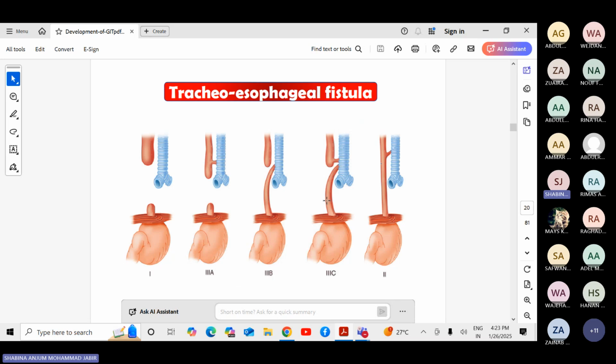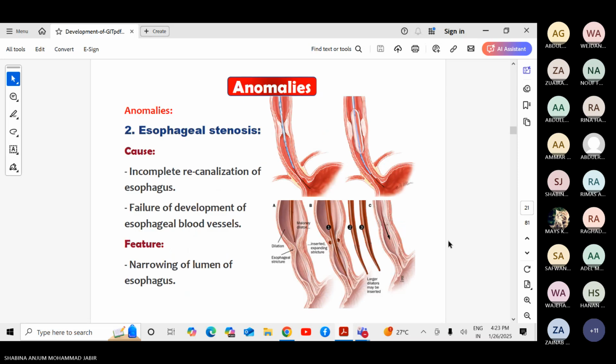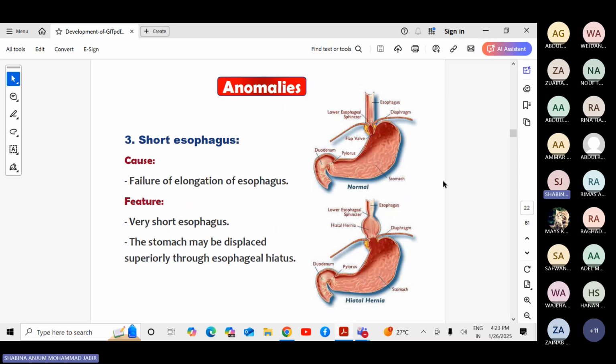So there are different stages of the tracheoesophageal fistula. Another thing we know: if there is incomplete recanalization, it may lead to stenosis. Stenosis means the lumen will be present, but it will be narrow. There will also be failure of development of blood vessels, and in that condition there will be narrowing of the lumen of the esophagus.